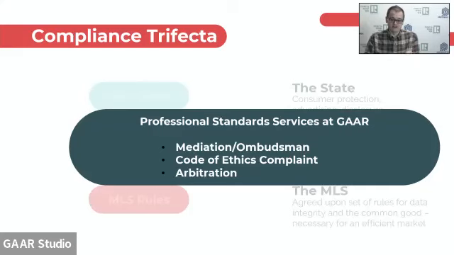The best practice, if you choose to go this route, is to start by reviewing the Code of Ethics and the Standards of Practice. The Standards of Practice could support your citing of a specific article you believe was violated. If there isn't a specific standard, then the situation is likely better suited for other services mentioned here, like the mediation or ombudsman. Again, the professional standards team will be happy to help walk you through that.